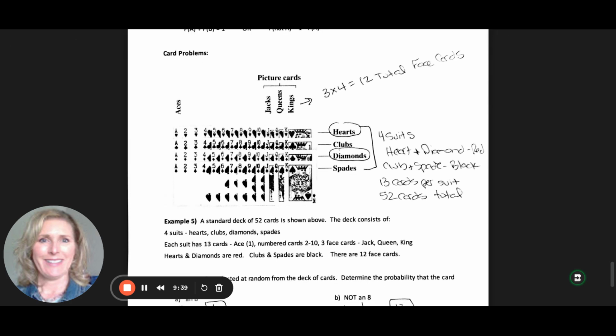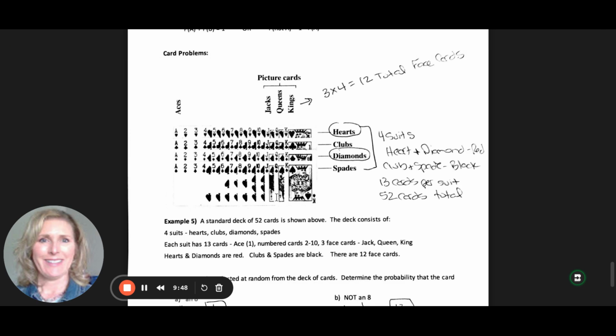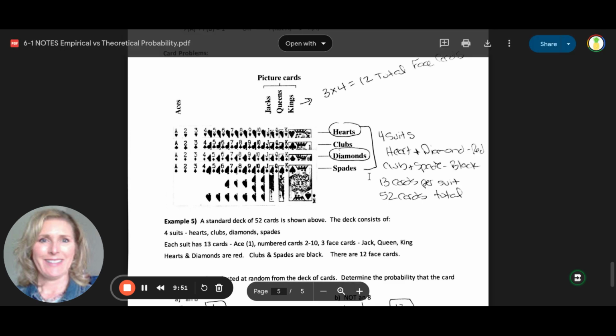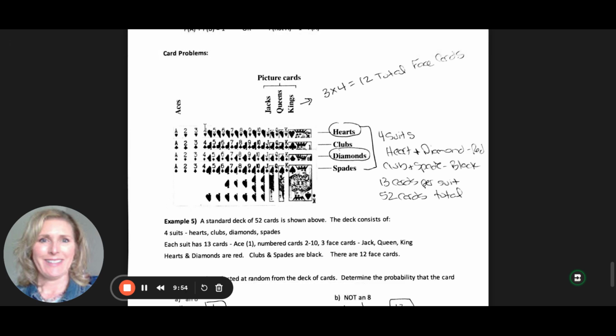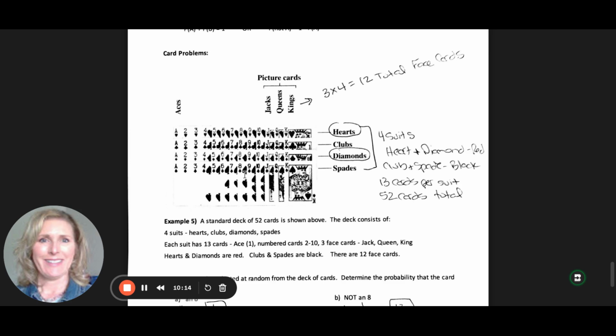The next section, we're going to do some card problems. So we have a standard deck of 52 cards. Really wish this would have had an image that was in color instead of black and white. So we have 4 suits, the hearts, the clubs, the diamonds, and the spades. These are called suits. Two of them are red, the heart and the diamond. Two of them are black, the club and the spades. There are 13 cards per suit. So if you count ace, 2, 3, 4, 5, 6, 7, 8, 9, 10, jack, queen, king, there are 13 there. So 13 times 4 gives you 52.